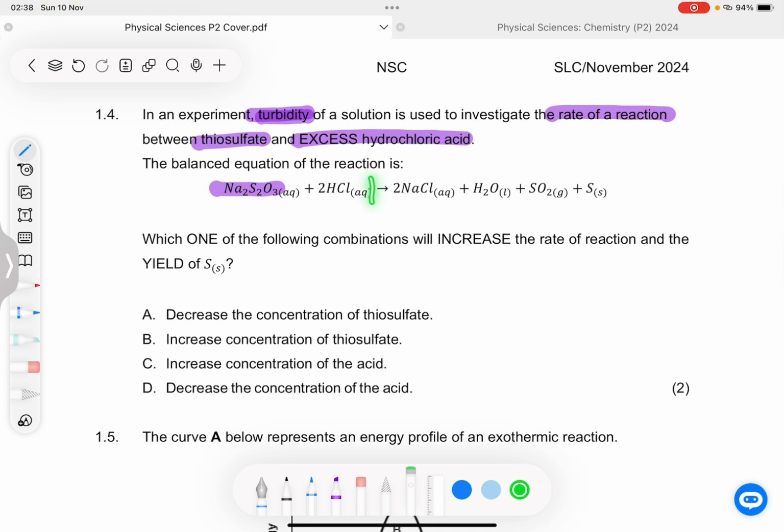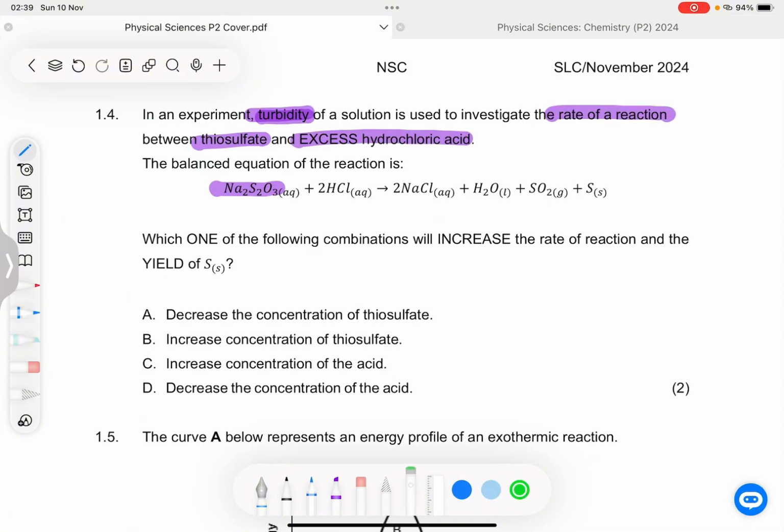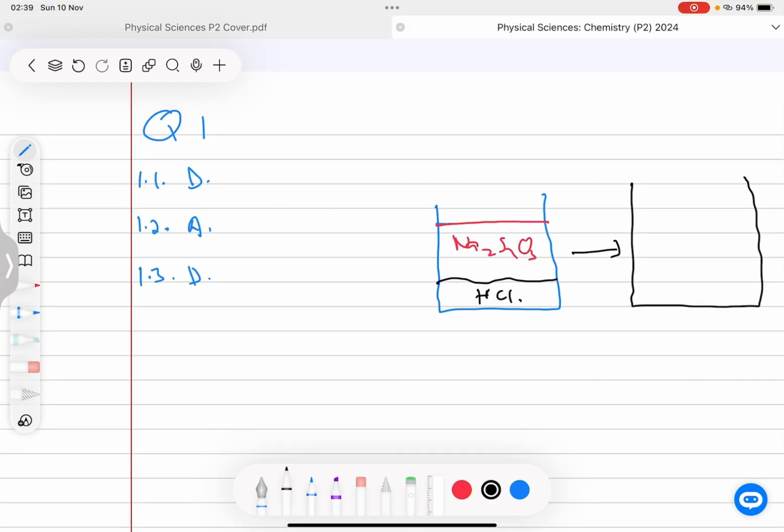That means it has a high concentration compared to this. This has a small concentration. Now, as this reaction progresses, you'll notice that we'll form a product here. In our product, we have a number of things. What you'll notice here is that 1 mole of thiosulfate forms 2 moles of sodium chloride, and also 2 moles of hydrochloric acid forms 2 moles of sodium chloride.